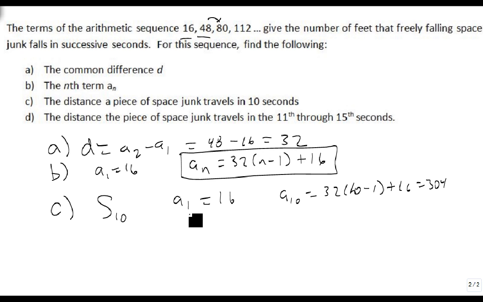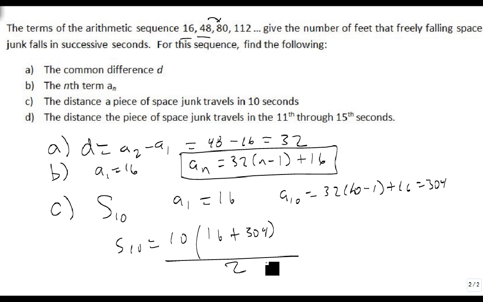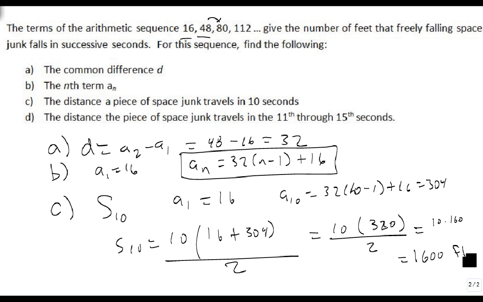And now we can say that S10 is equal to 10 times (16 plus 304) divided by 2. This is 10 times 320 divided by 2. I'm going to put the 2 into 320 because that's going to make it easier. 10 times 160. So it falls 1,600 feet in 10 seconds.